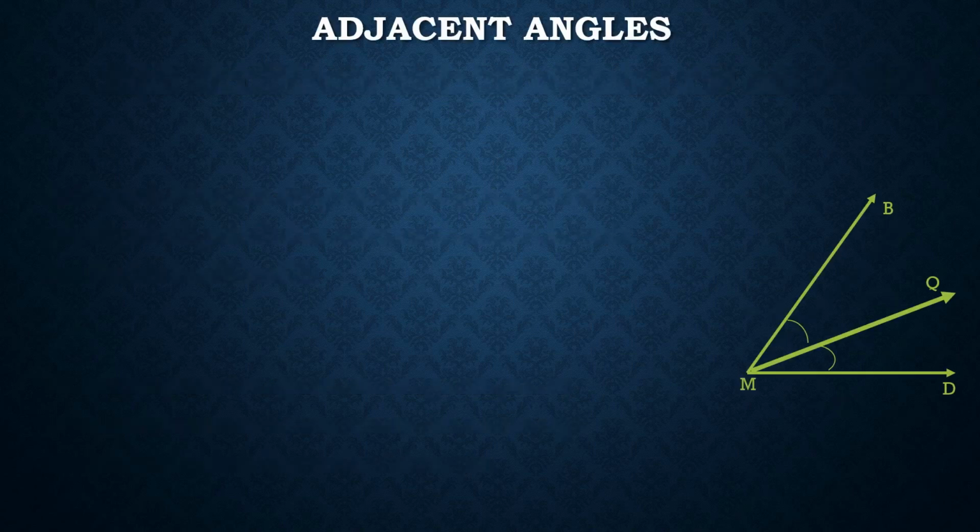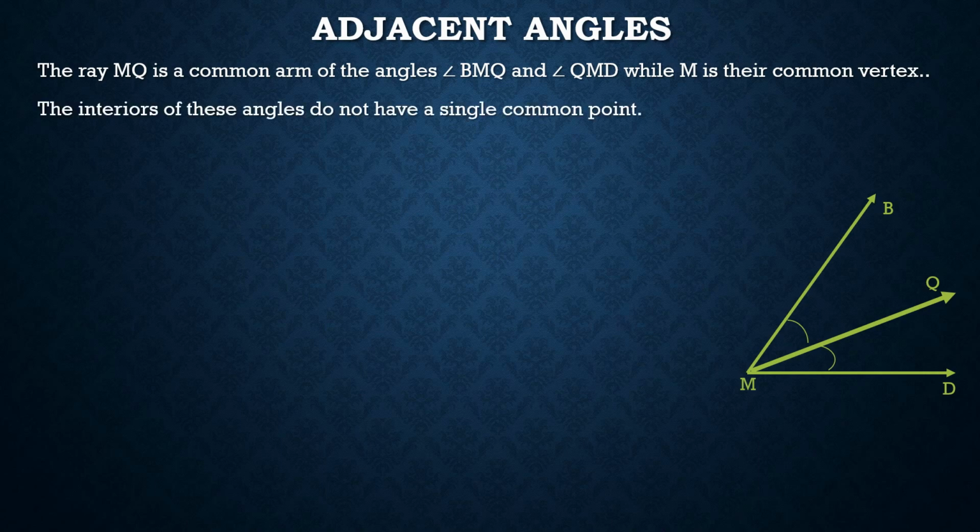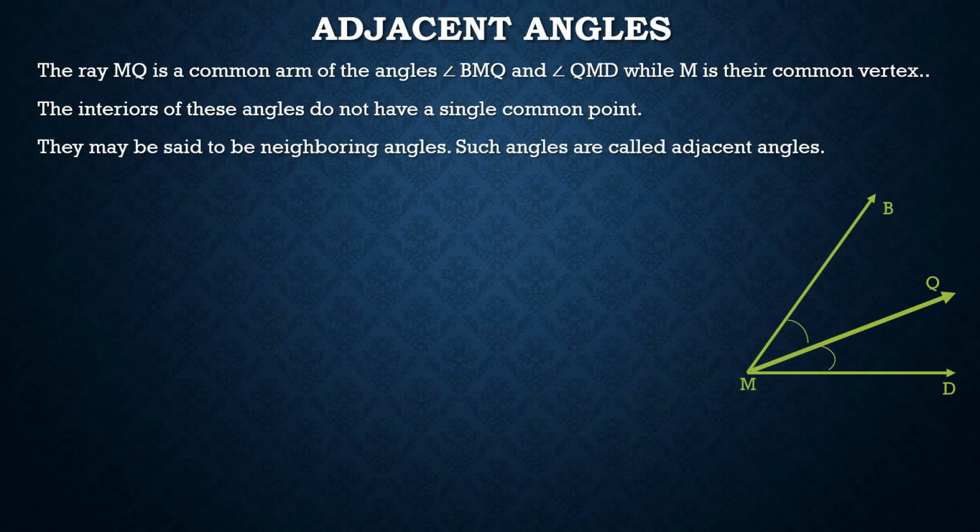Adjacent angles. The ray MQ is a common arm of the angles, angle BMQ and angle QMD, while M is their common vertex. The interiors of these angles do not have a single common point. They may be said to be neighboring angles. Such angles are called adjacent angles.